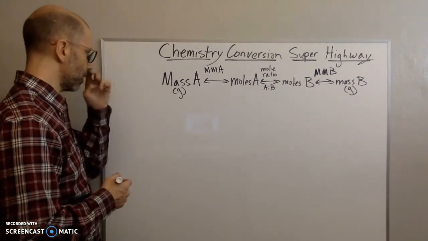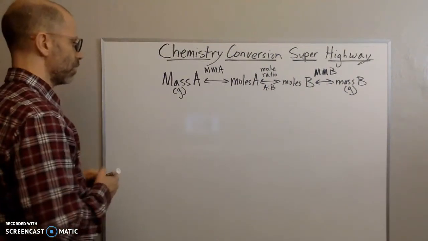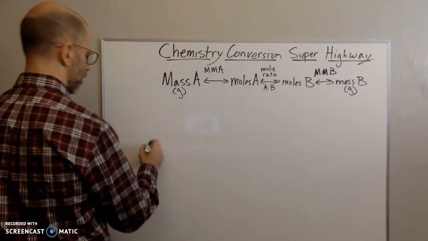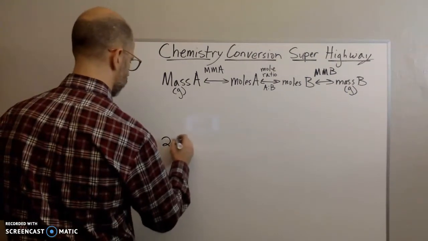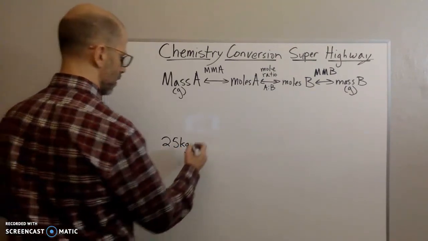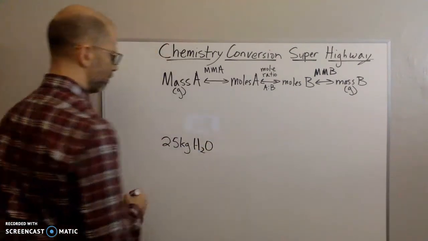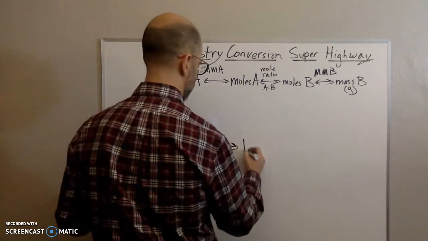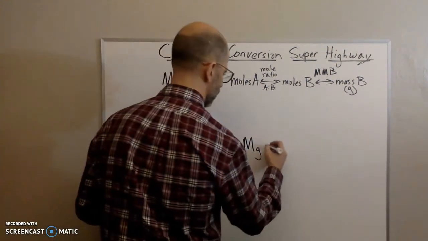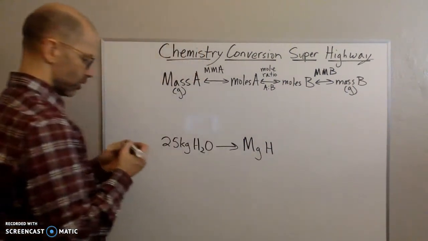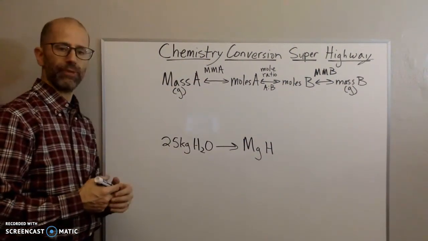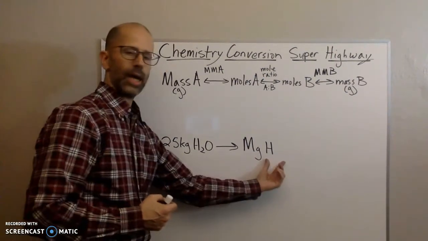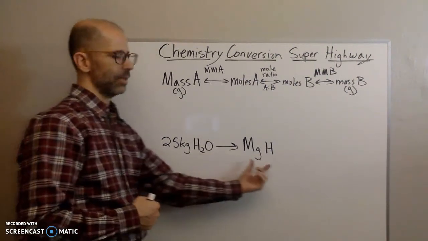So, for example, you could have a problem, I'll make a simple one, where they give you 25 kilograms of water, okay? And they want to know how many megagrams of hydrogen I would get from 25 kilograms of water, right? So they want me to go from water to hydrogen, from substance A to substance B.